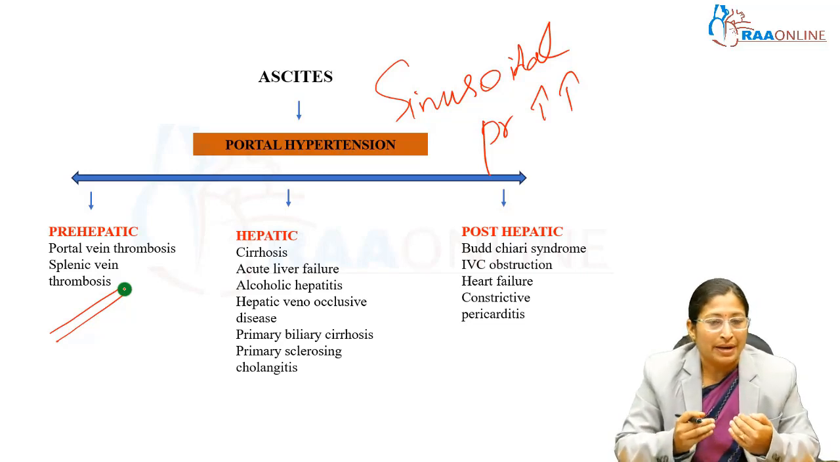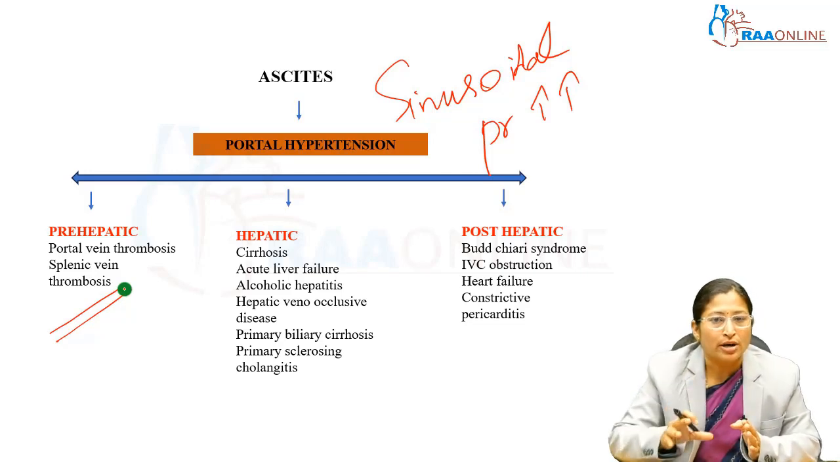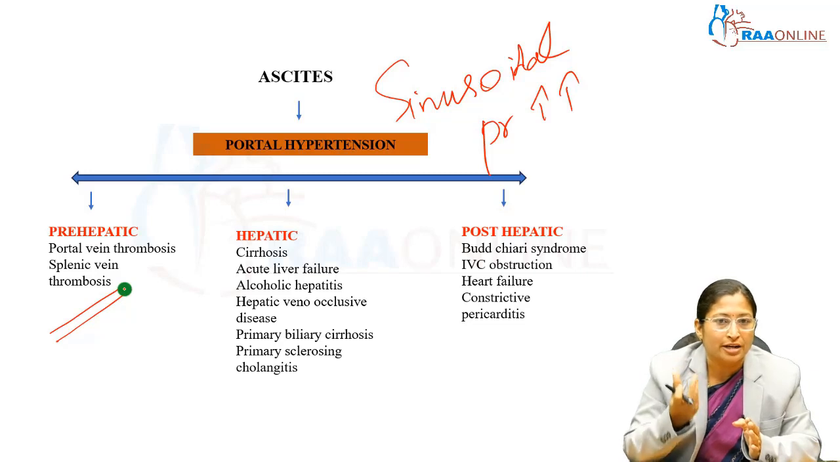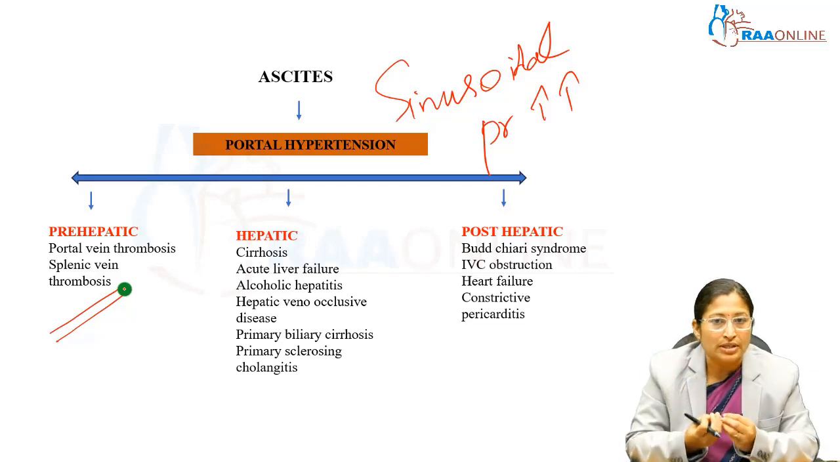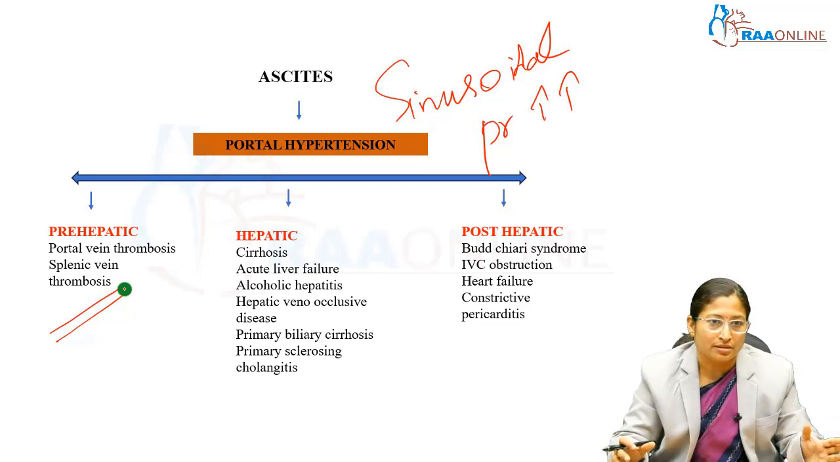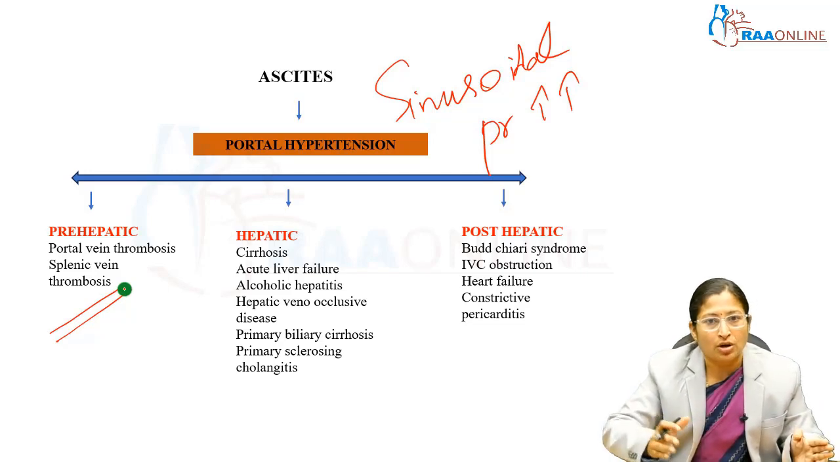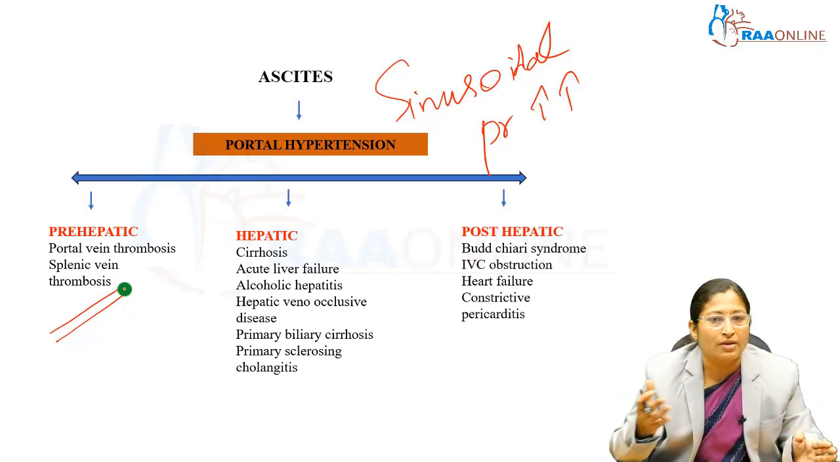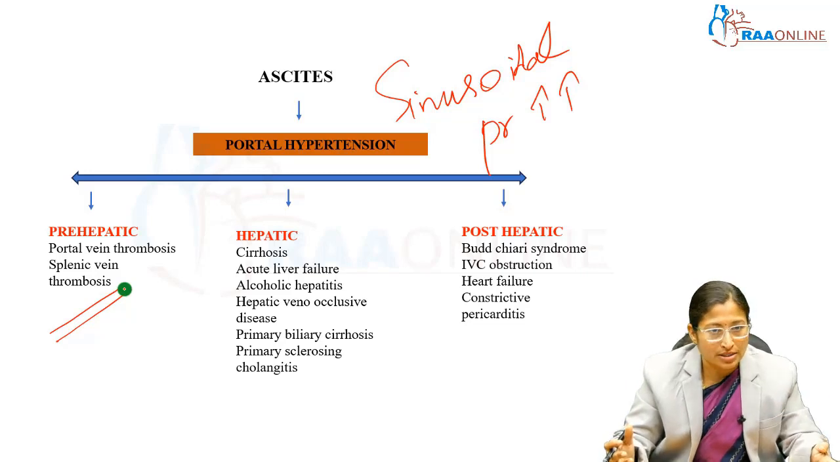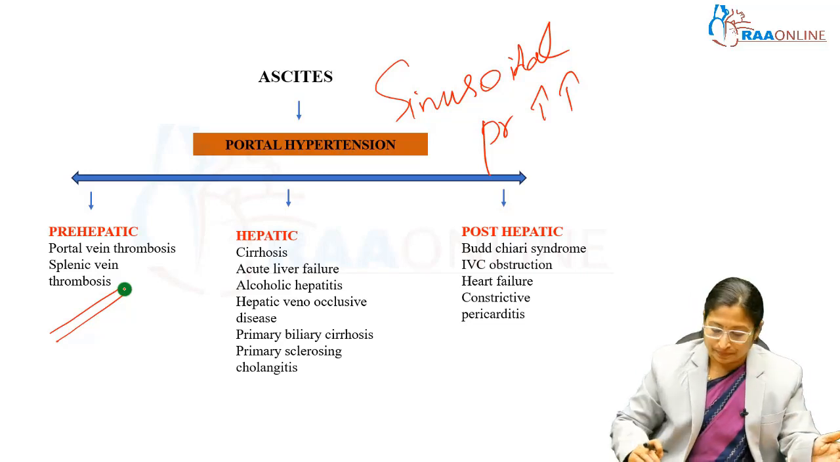For example, a patient with extrahepatic portal vein obstruction doesn't have ascites. The reason being the hepatic sinusoidal pressure should increase, which increases the hydrostatic pressure resulting in exudation of fluid and ascites. So this concept is also very important. In hepatic and post-hepatic causes, automatically the sinusoidal pressure increases and you have ascites. Whereas in prehepatic causes, an isolated prehepatic cause may not have ascites. So this also you have to understand.